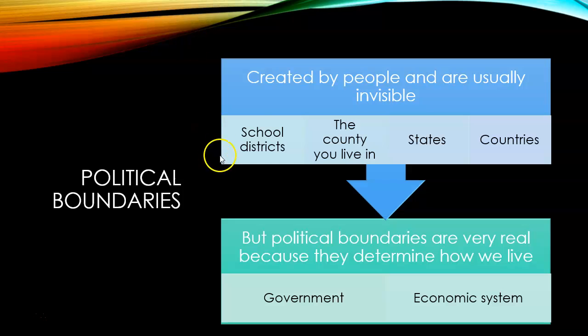Some of the different types of political boundaries that you may be used to are your country boundaries, those country borders, states, breaking it down a little more, the county that you live in, the school district, the city. Political boundaries are very real and they determine how we live. So these political boundaries help set up our government. They help the economic system that we live in.